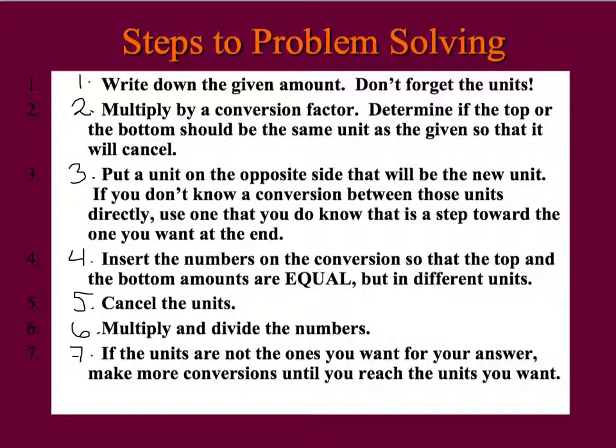If you don't know the conversion between those units directly, you can use one that you do know that's a step towards what you want in the end. And we'll show you one that has multiple steps close to the end of this video. Step 4 is to insert the numbers on the conversion so that the top and the bottom amounts are equal, but in different units. Remember, those conversion factors have to be the same thing, just in different units. Step 5 is to cancel your units. Step 6 is to multiply the top and divide by the bottom. And step 7 is that if the units are not the ones you want for your answer, you're going to keep going and keep making more conversions with more factors until you reach the units you want for your answer.